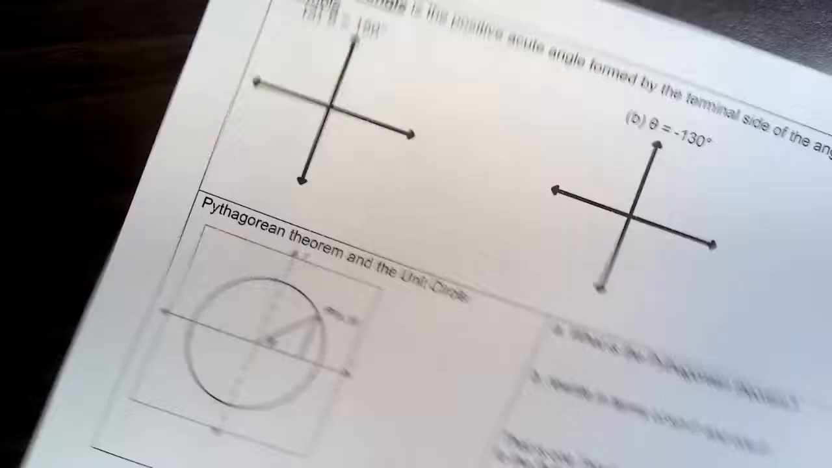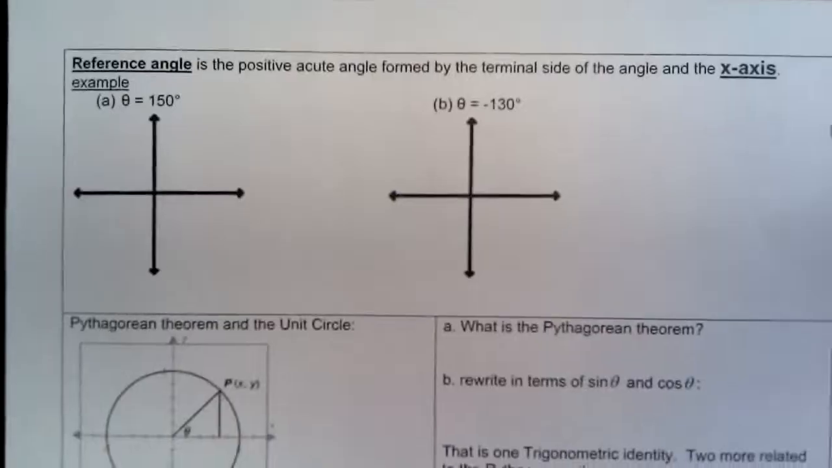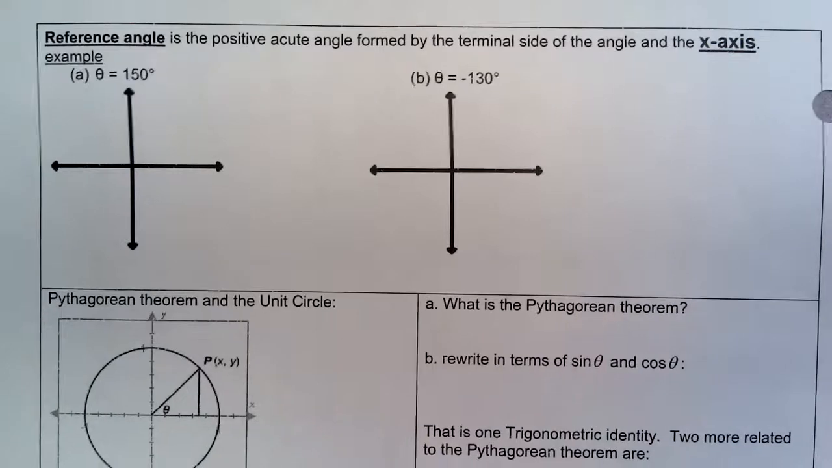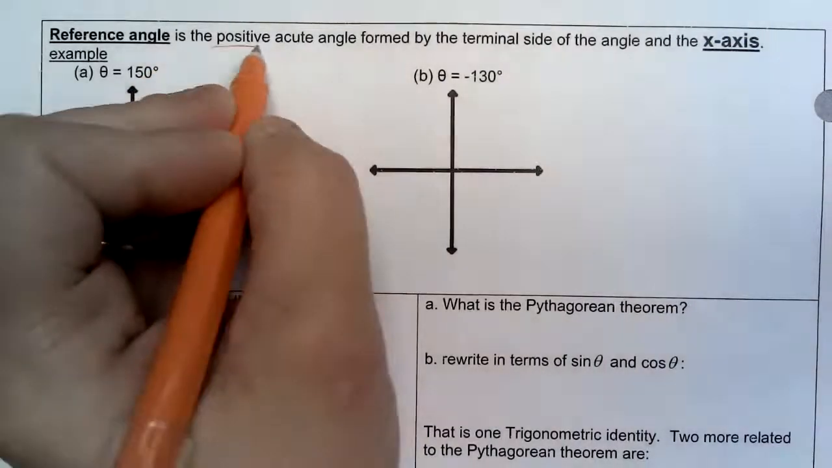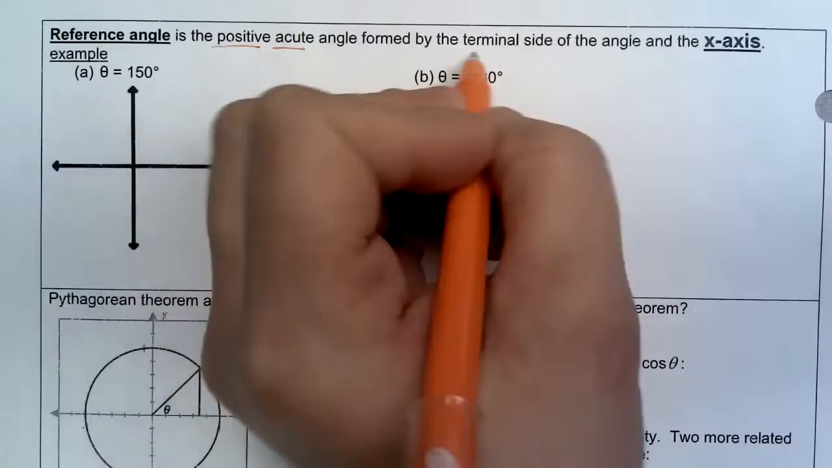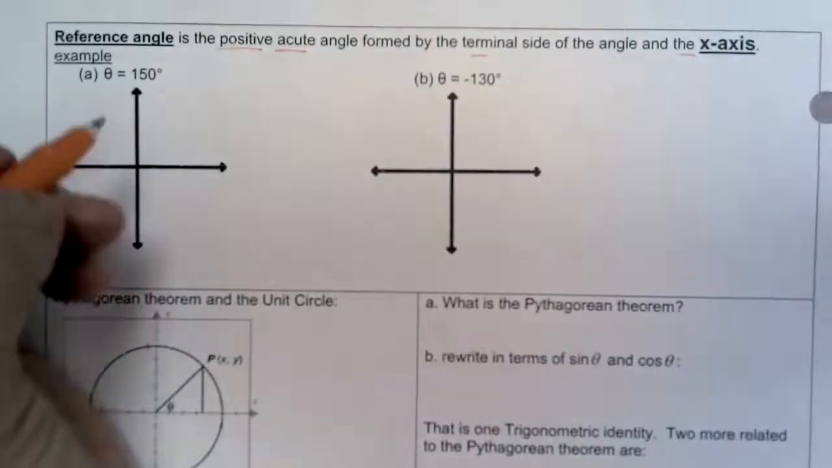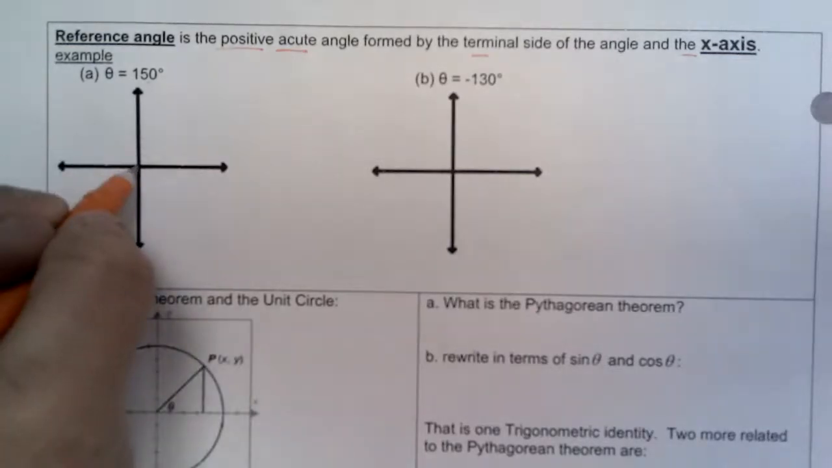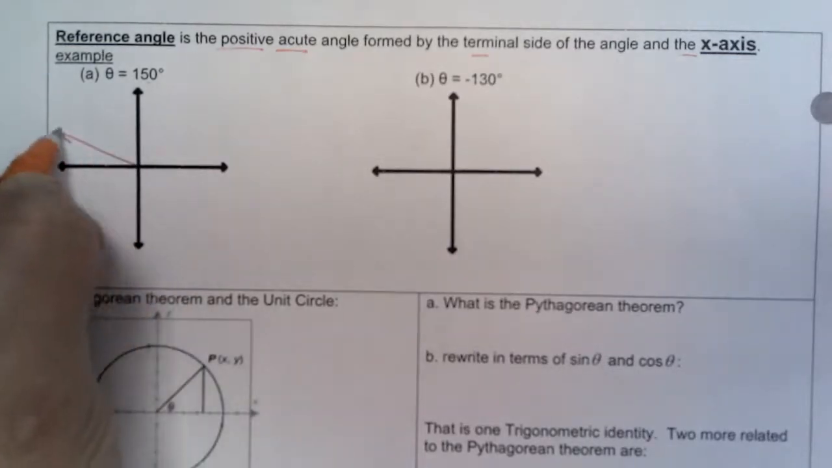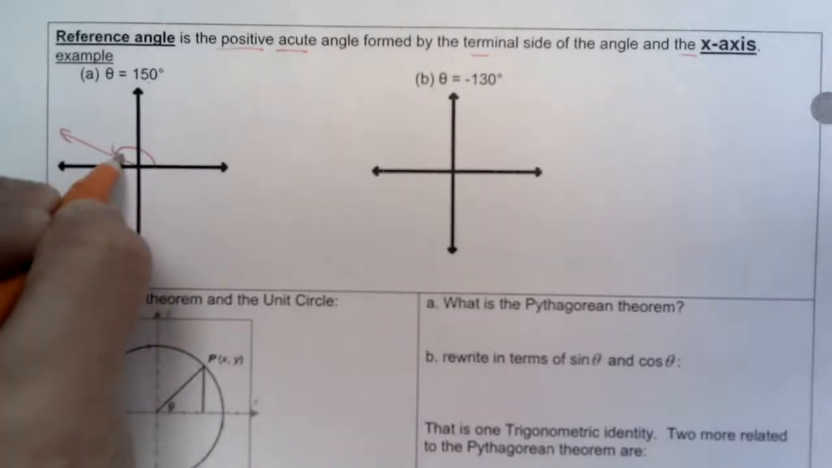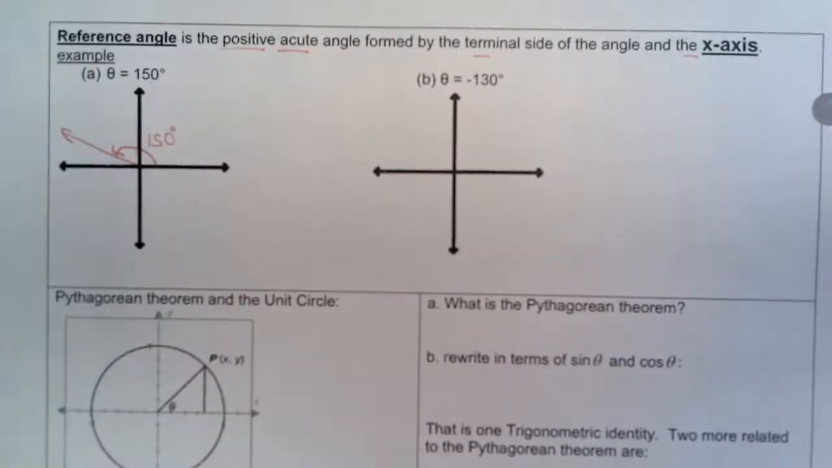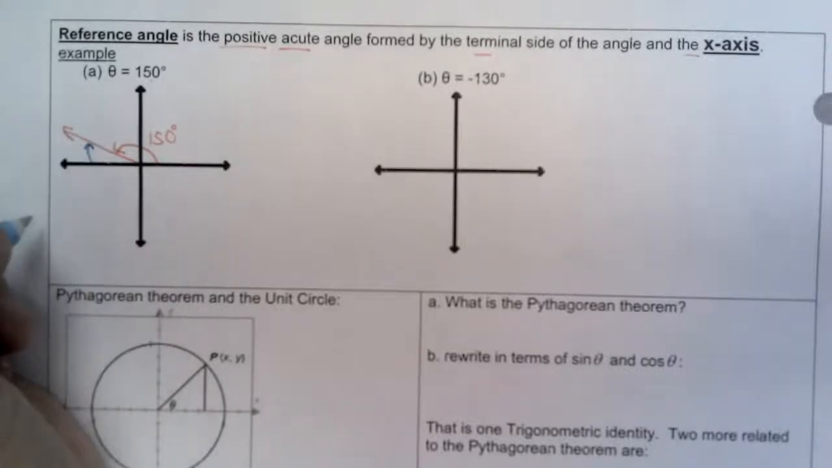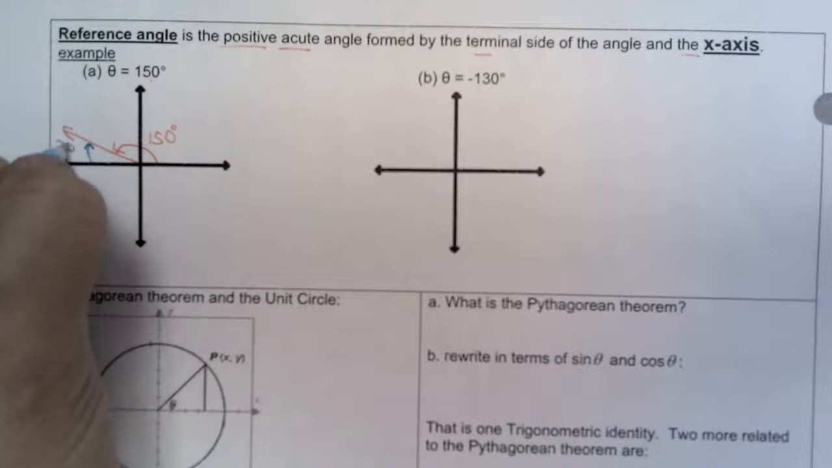All right, last two little sections here. Okay, so a reference angle, we're going to be dealing with these a whole bunch. So a reference angle is the positive acute angle formed by the terminal side and the x-axis. So here it says theta is 150 degrees. So 150 degrees is about right here. Okay, so that's 150 degrees. Okay, but my reference angle comes from here to here. Okay, so that's 30 degrees.